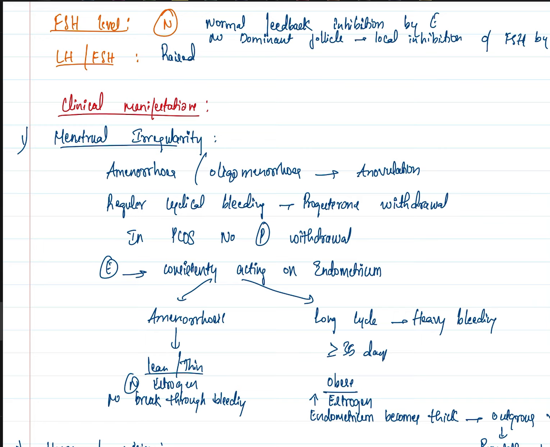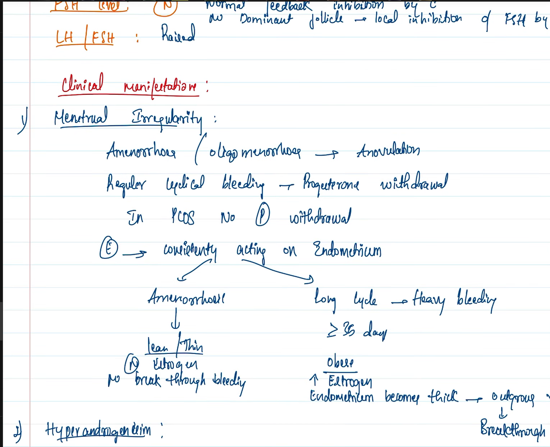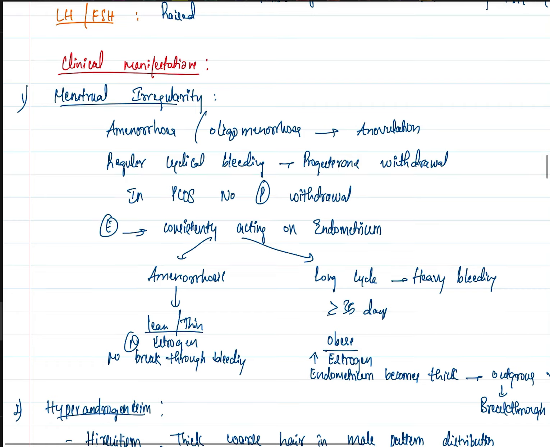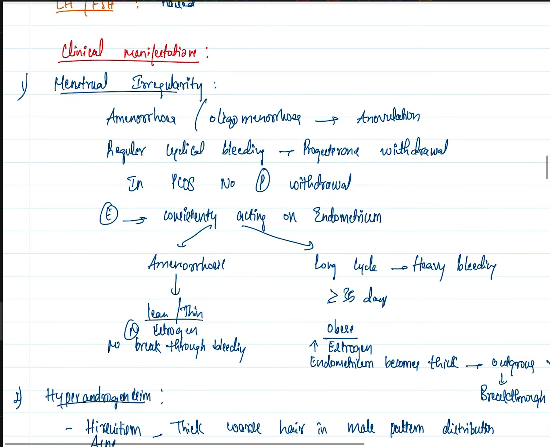Now let's come to the clinical manifestation. How do they present to us? Most of them will present to us with menstrual irregularity. Either they present with amenorrhea or oligomenorrhea with anovulation. Normally there is regular cyclical bleeding. The bleeding is because of progesterone withdrawal. But in PCOS, there is no progesterone, no withdrawal. They can have oligo or amenorrhea.